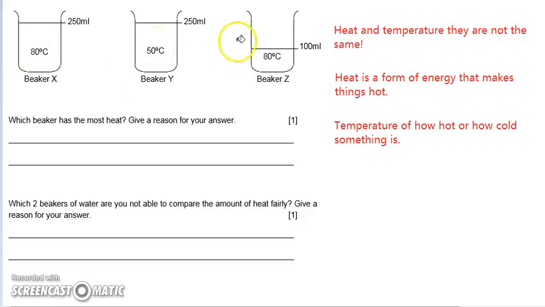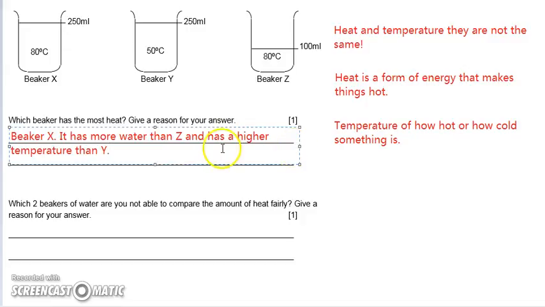So, which beaker has the most heat? Give a reason for your answer. I think it is quite clear that beaker X would have the most heat. Why? Because it has more water than Z, and it's a higher temperature than Y.